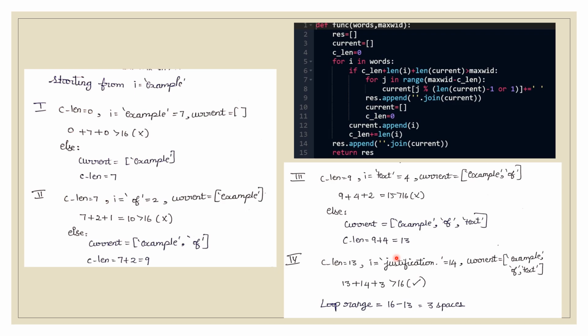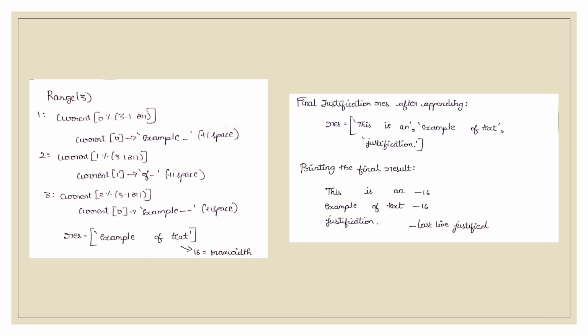During the fourth iteration, 13 is obviously less than 16. But if we are going to add "justification", which already has 13 characters, it is going to obviously exceed the 16 condition. This satisfies the if condition. We are moving into the inner loop in order to distribute the extra spaces. We're going to require 16 minus 13, that is 3 spaces, to fulfill the given condition. Hence, we are going to run the loop 3 times in order to fulfill the 3 extra spaces that are required to meet the maximum width of 16.